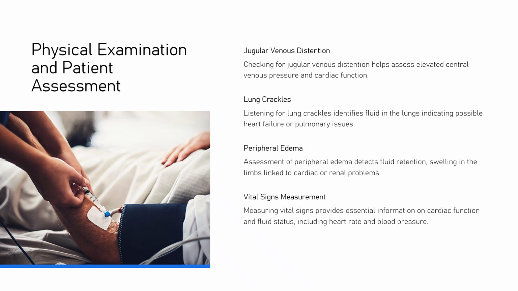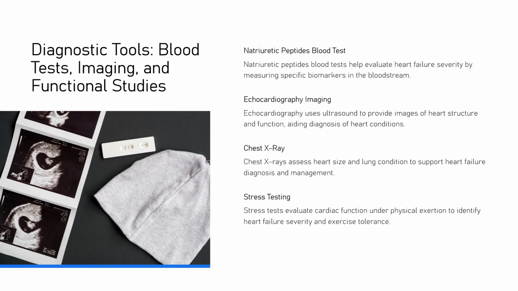Physical examination and patient assessment. Assessment involves checking for jugular venous distension, lung crackles, peripheral edema, and measuring vital signs that indicate cardiac function as well as fluid status. Diagnostic evaluation includes natriuretic peptides, echocardiography, chest X-rays, and stress tests to assess cardiac structure, function, and severity of heart failure.